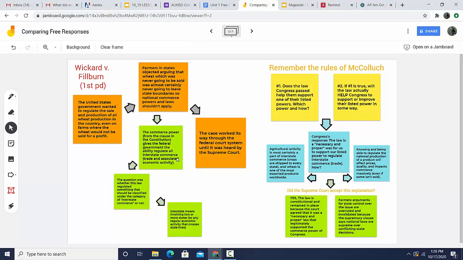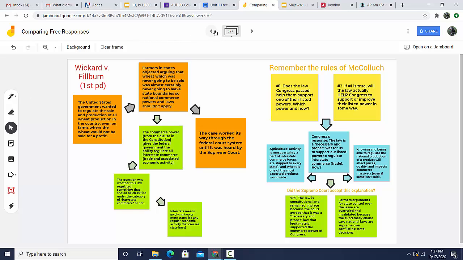So, ultimately, did the court accept that explanation? Did they agree with the national government? In Wickard, yes. The law is constitutional, and it remains in place because the court agreed it was a necessary and proper law that legitimately supported the commerce powers of Congress. Farmers' arguments for state control over this issue were overruled. They were invalidated because since the national law applied, the state laws obviously were deemed not supreme. The national laws were supreme. And state decisions were inferior, and the states had to accept the national ruling and the national law.